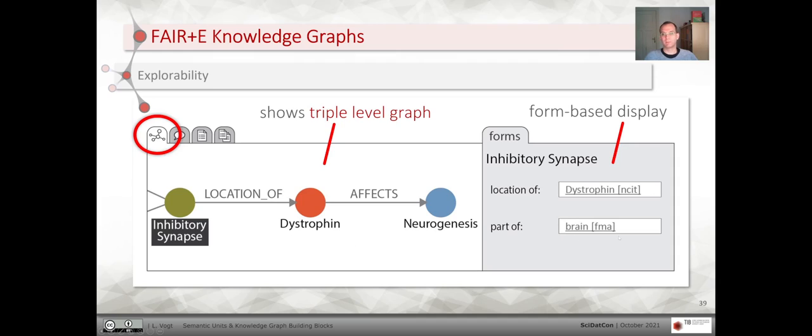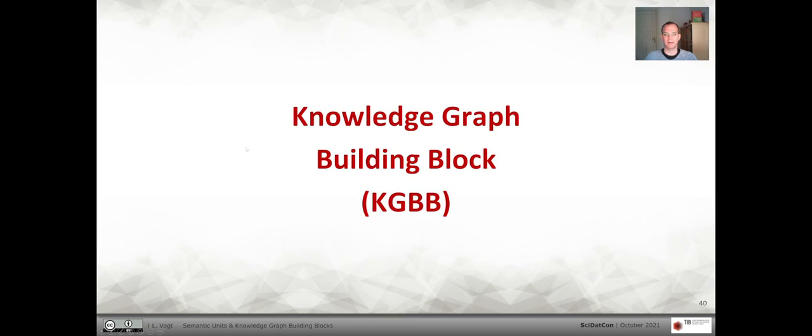Or you could have a split screen where you have to the left the graph, and to the right a form-based display, and then you can select a node or relation in the graph and see the contents in the form-based display to the right. And here you can also switch between different levels of representational granularity, from triples to assertions to topics to entries. And then the information will be filtered and only shows the information relevant to that specific level or layer.